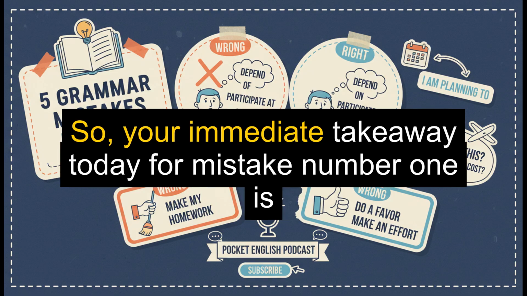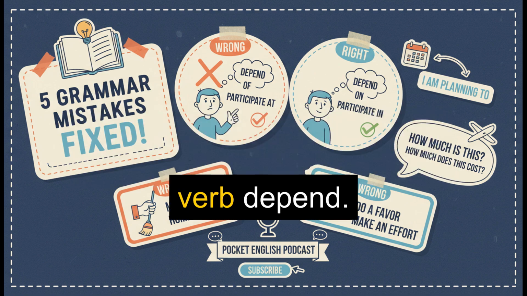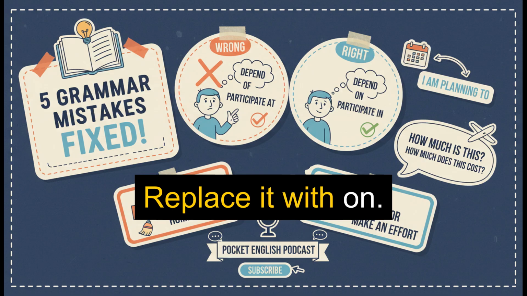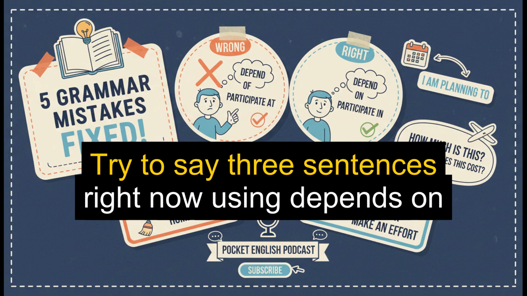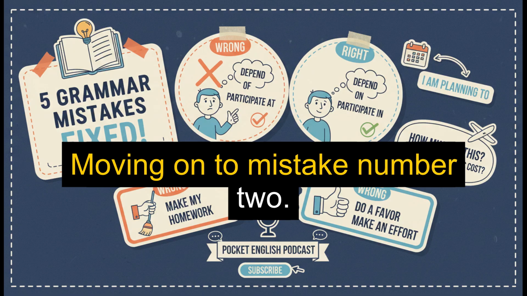Excellent. So, your immediate takeaway today for mistake number 1 is erase the word of from your brain when you are following the verb depend. Replace it with on. Try to say 3 sentences right now using depends on out loud. This will set the habit. Moving on to mistake number 2.